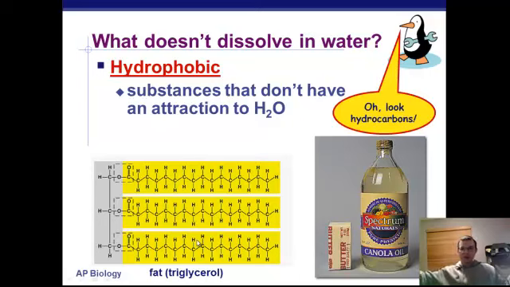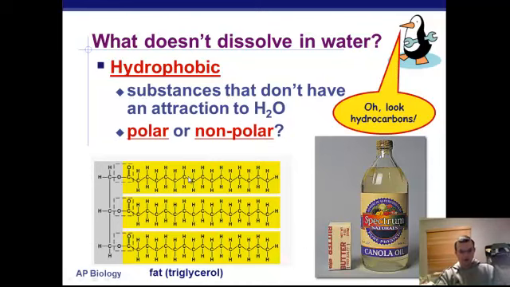When you're washing the dishes, all the fats kind of sit on top of the water because they don't like the water. They're trying to get separated from the water. They're hydrophobic. You have to add the soap, which breaks the surface tension and allows for it to be dissolved. So are hydrophobic substances going to be polar or non-polar? For the most part, they're going to be non-polar because they don't want to be dissolved by the water.